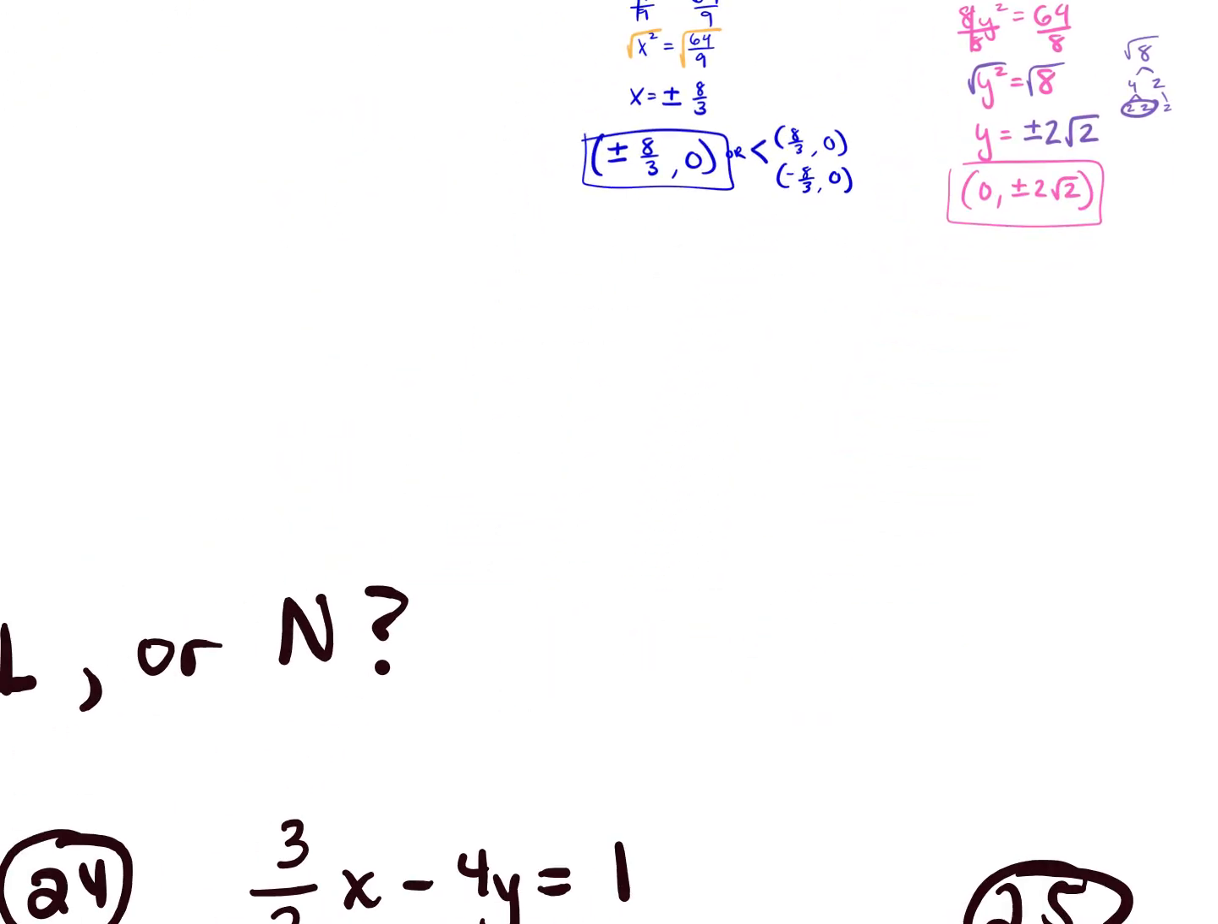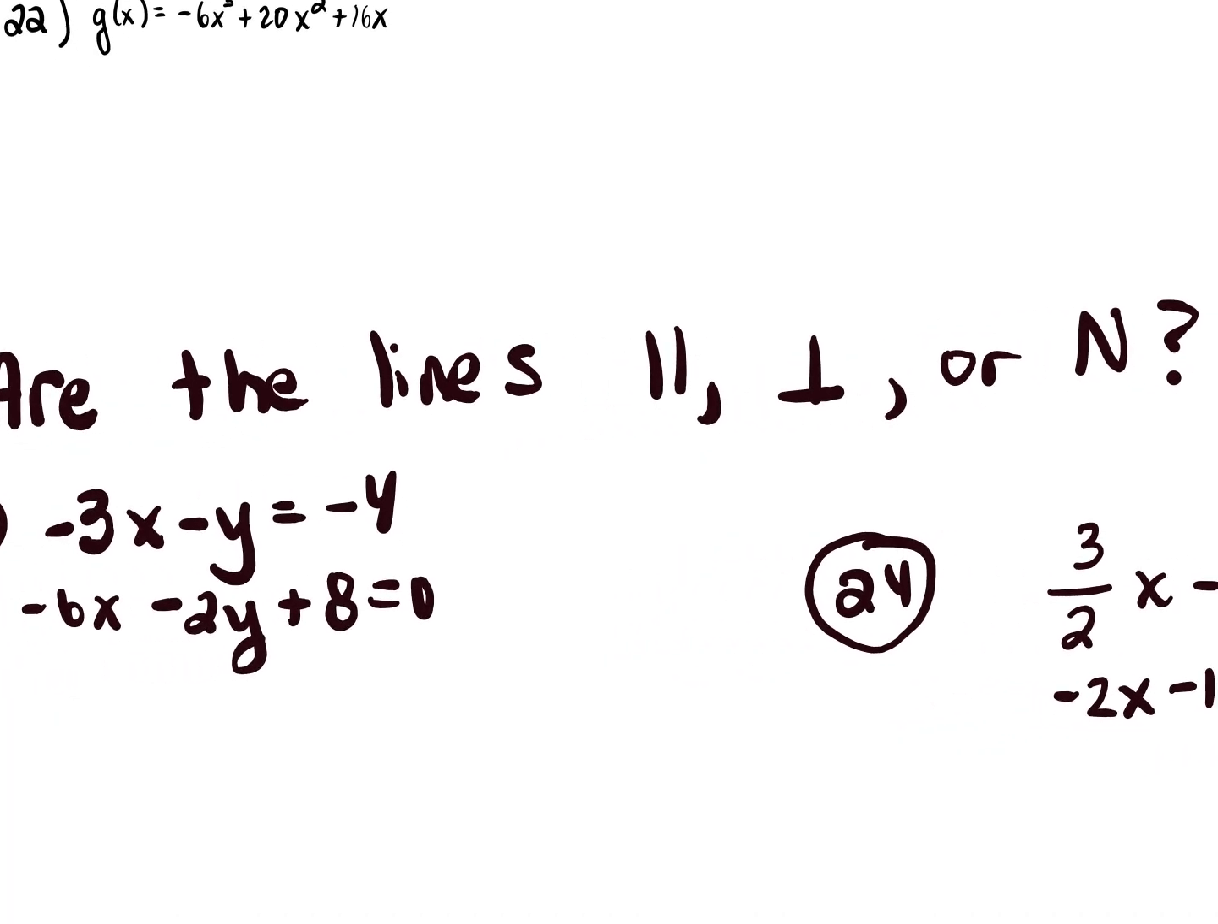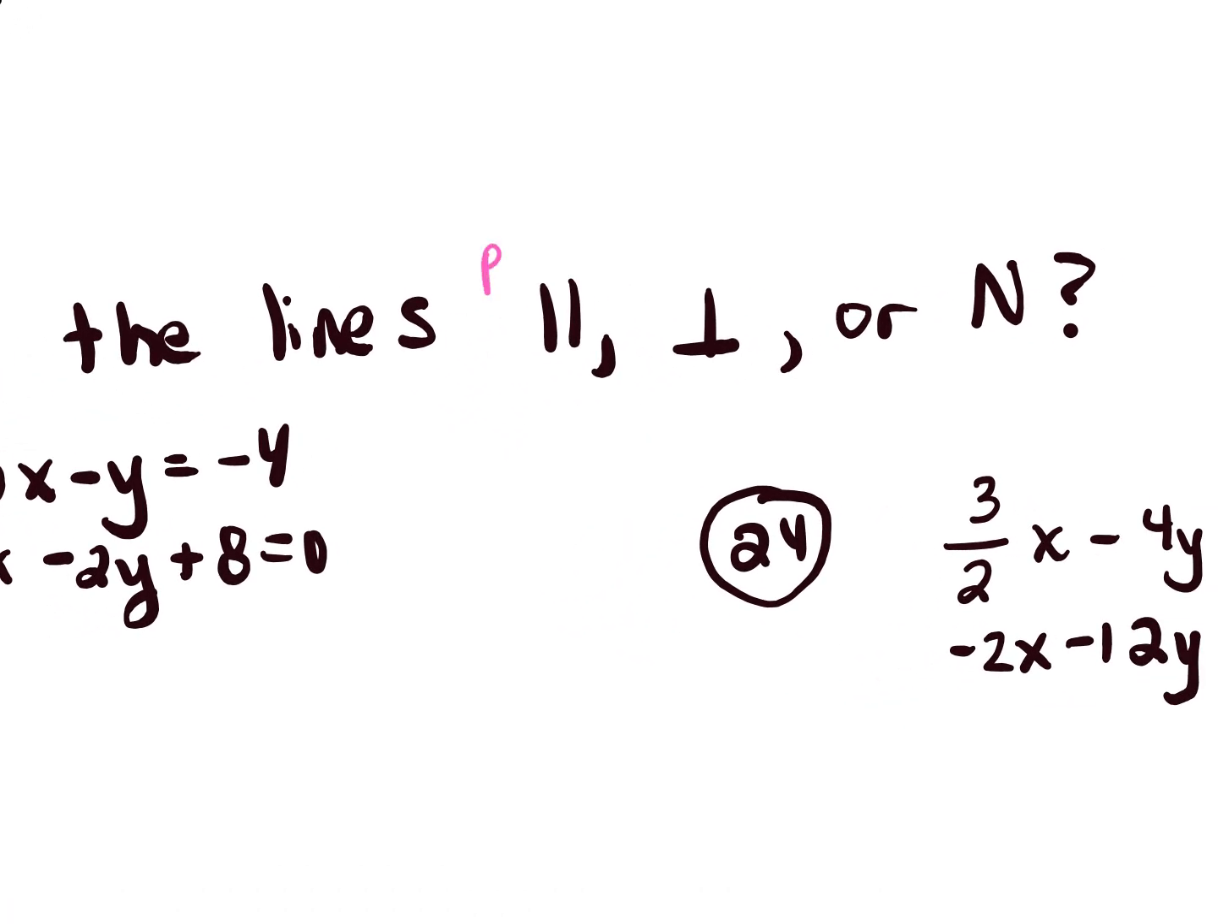All right, last part of the review. It says, are the lines, this is the sign for parallel, perpendicular, or neither. So I just abbreviated it. But are the lines parallel, perpendicular, or neither?